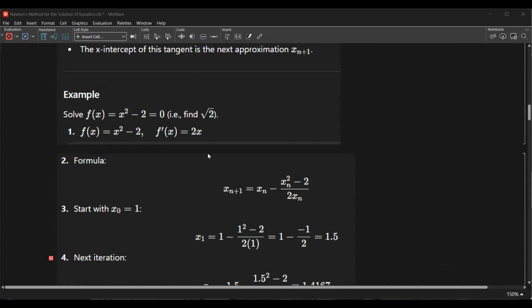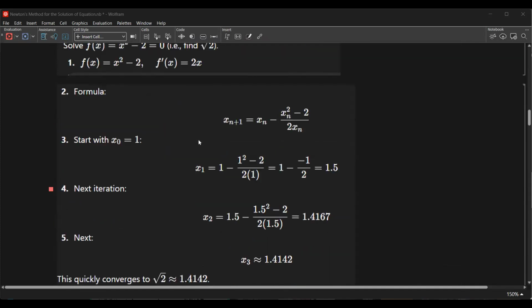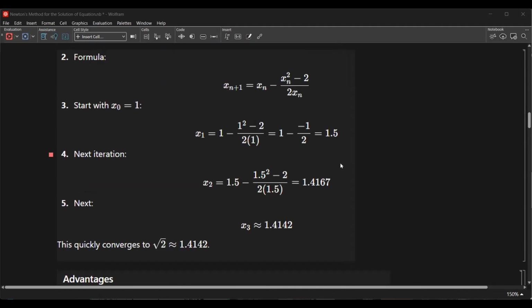So we have an example here, f of x equal to x squared minus 2. From this function, we can easily find the root of the equation, so x is equal to the square root of 2. Then the derivative of x squared minus 2 is equal to 2x. From the formula, let x sub 0 equal to 1. Substituting, 1 minus (1 squared minus 2) over (2 times 1) is equal to 1.5. So that's our next approximation.